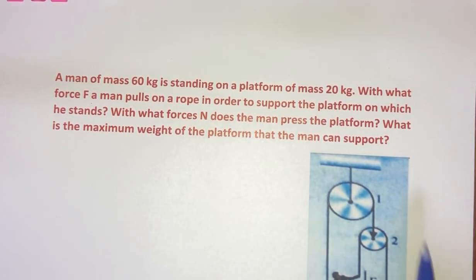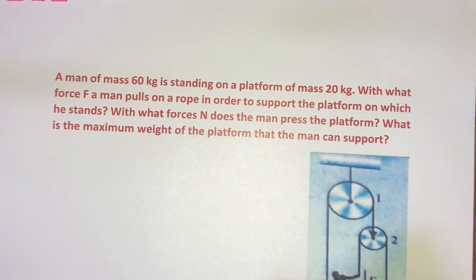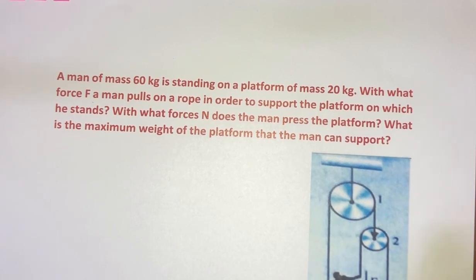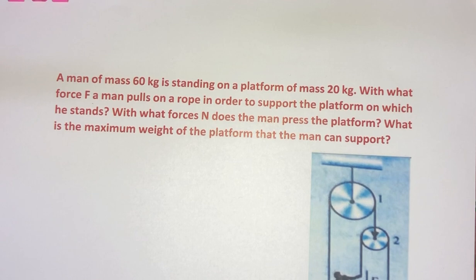So in this case, this is a figure. So the man is trying to pull this rope with the force F, and this is the platform given. So this is the platform, and we have two pulleys, 1 and 2. Okay, so let us analyze the different situations with the help of a free body diagram.